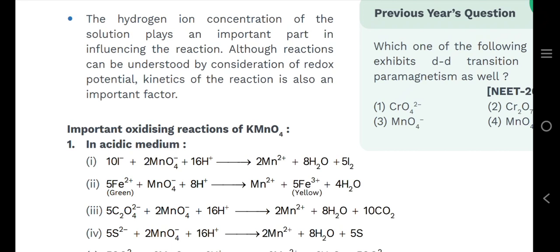The next one is potassium permanganate, KMnO4, preparation. KMnO4 is prepared by fusion of MnO2 with an alkali metal hydroxide and an oxidizing agent like KNO3. This produces dark green K2MnO4, which disproportionates in a neutral or acidic solution to give permanganate.